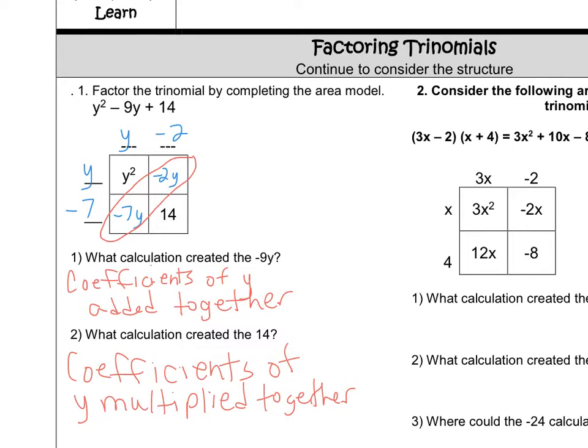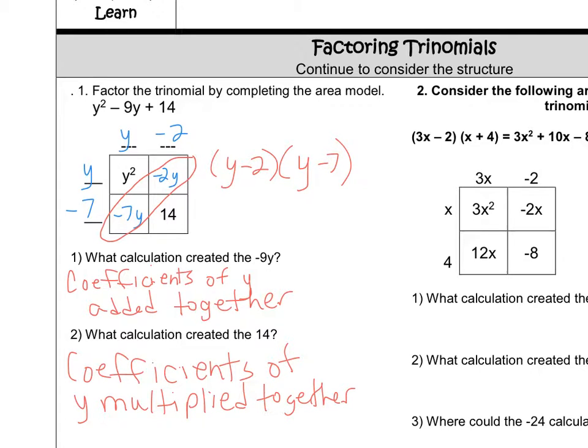Okay, so you should have had no problems with this. Getting just to the sub-answers, the coefficients of y are added together and multiplied together, and that's how we got our numbers. And then we didn't write the answer, so I'm going to do that real quick. The answer is y minus 2 and y minus 7.